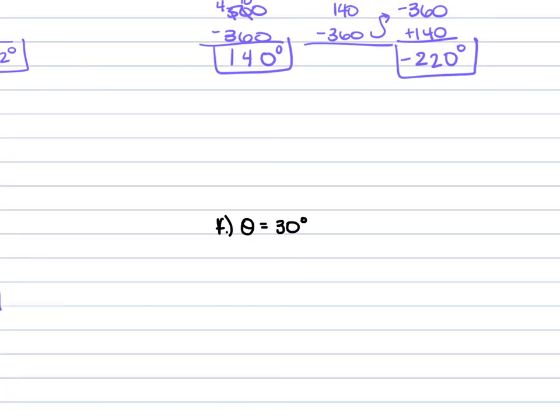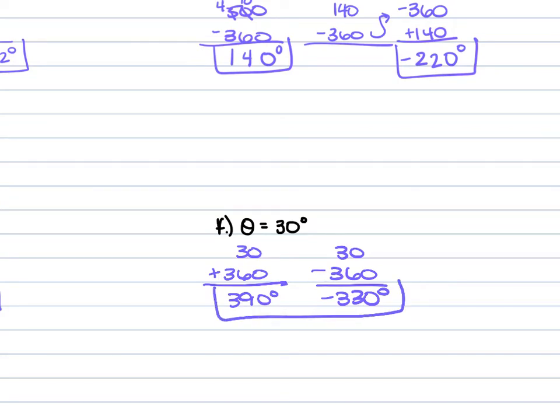For F, we have 30 degrees, so 30 plus 360 is 390. And then 30 minus 360 is negative 330. So because this 330 is negative and we have a positive 390, we have our two coterminal angles.